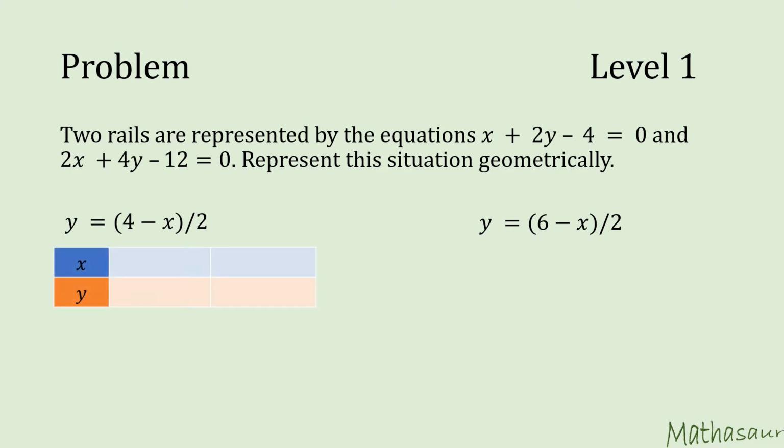Now let us draw our table for x and y coordinates for the first equation. Let us put x equals 0 and x equals 1. Let us do a similar exercise for the second equation. We put x equals 0 and get y equals 3. We put x equals 2 and we get y equals 2.